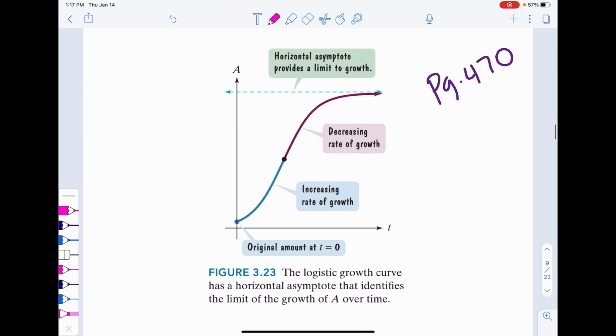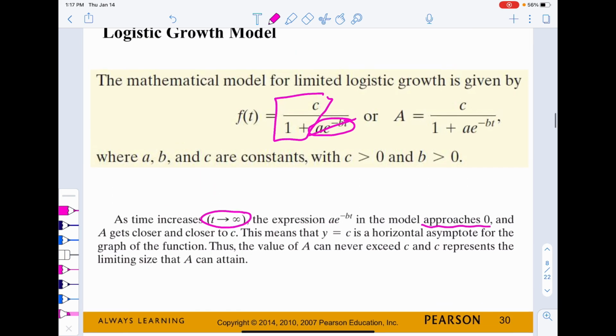A little graphic that they had included on page 470 if you wanted to go and read some more information about it. What they're saying is you're going to start at an original amount when t is equal to 0, and it's going to grow for a while. And then eventually the growth is going to start getting lesser. It's going to still grow, but at a decreased rate. And it's going to get as close to this horizontal asymptote as possible. That horizontal asymptote was that c value that they had on the top of the fraction here.